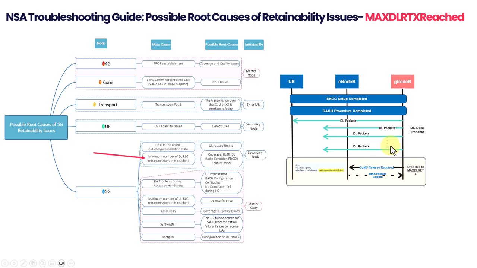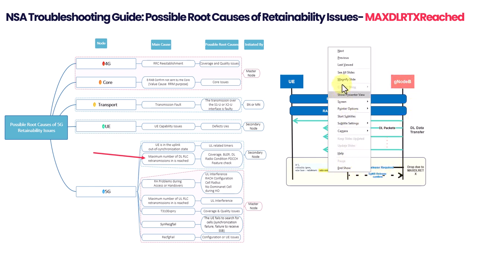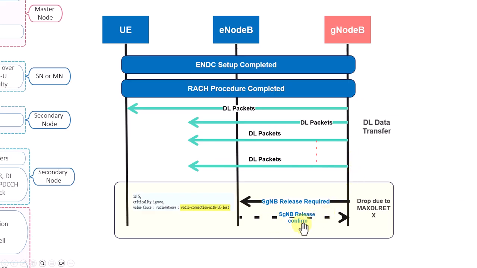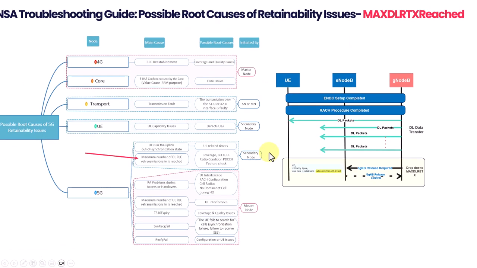Once the maximum threshold is reached, the GNB will declare that there is a drop, a radio link failure, and it will send the SGNB release required message. As you can see here, the cause will be radio connection lost, and it will be confirmed again by the SGNB release confirm, and the same procedures explained in the beginning will be followed, with the RRC configuration sent from the eNB to the UE and so on. So this is one of the causes also.